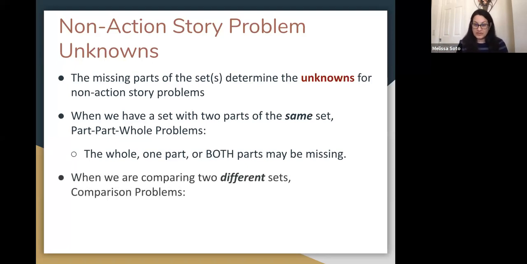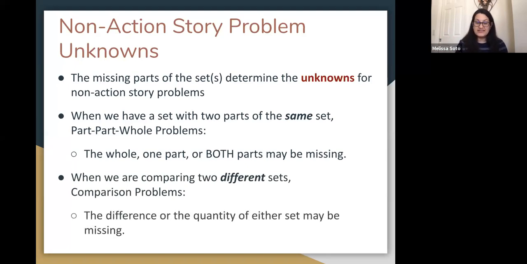With the compare problems, we have these two different sets that are being compared. And the difference is, when we have both, we know the amount of each set, we're just trying to see how much extra the one set is. And then either one of the quantities for the sets can be missing.